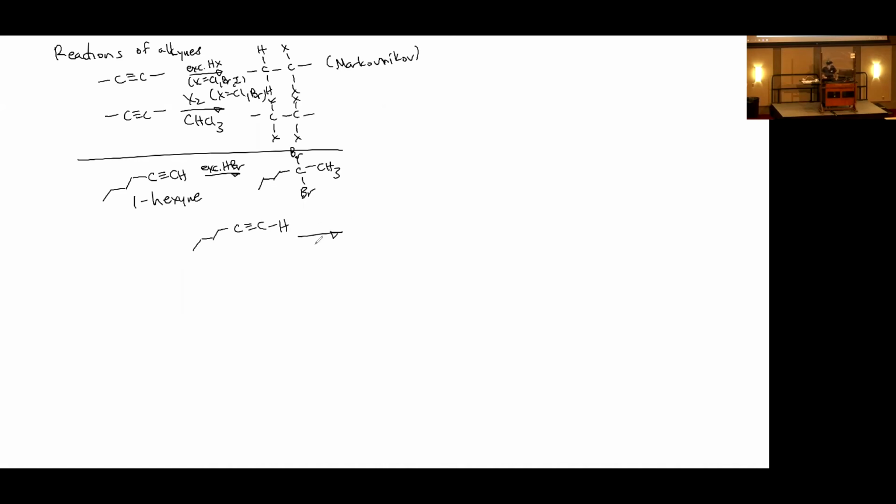Let's react this with HBr. We need at least 2 equivalents. The first step is exactly what we learned in chapter 8. This carbon-carbon pi bond is going to swing away from the more substituted carbon and pick up a proton from your HCl, HBr, or HI. And you'll see that we will get the more substituted vinylic carbocation. So that will now be CH2. One of those 2 hydrogens was there to begin with. The other we just put on.